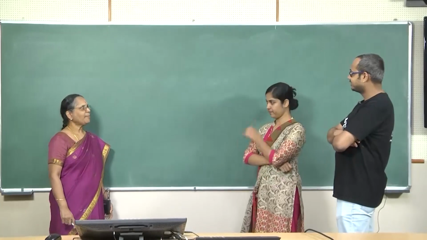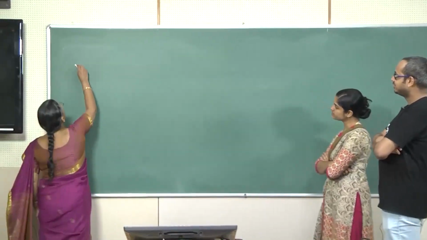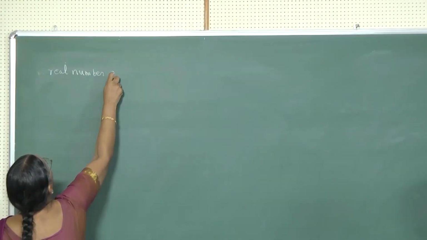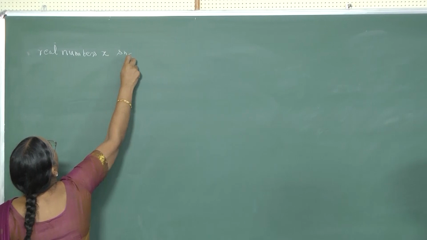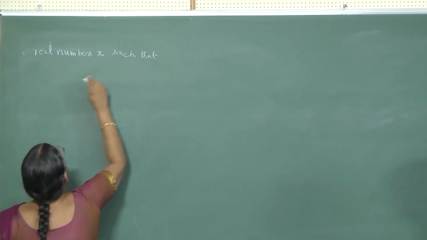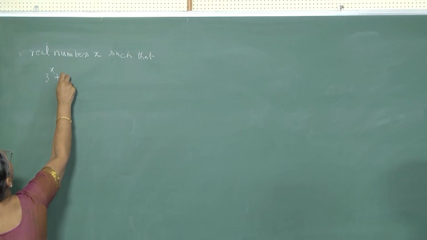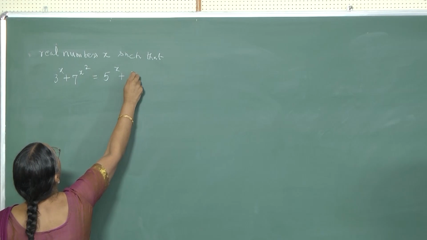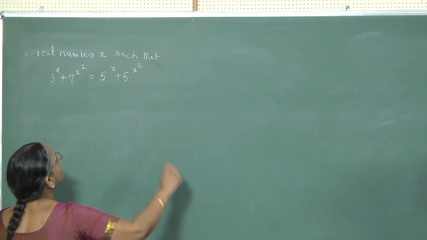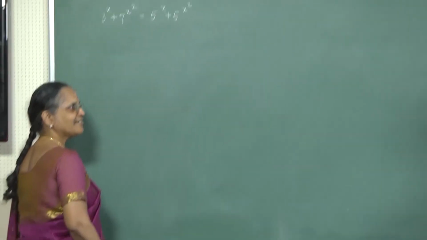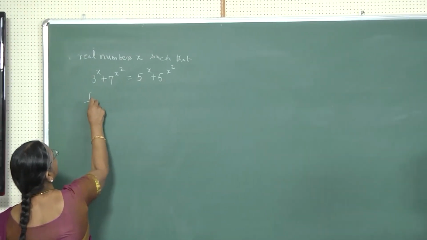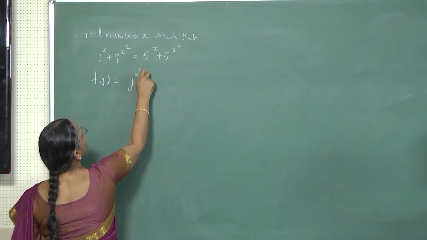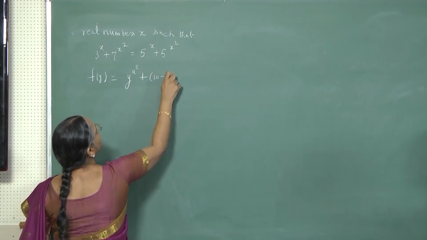Okay, ma'am. Sure. The problem is as follows. Find all real numbers x such that 3 power x plus 7 power x square is 5 power x plus 5 power x square. And you had made a very nice observation, and that motivates us to consider the following function. f of y is y power a square plus 10 minus y to the power of a.